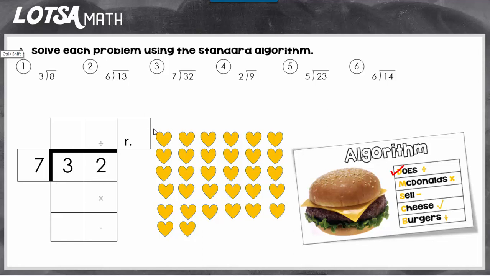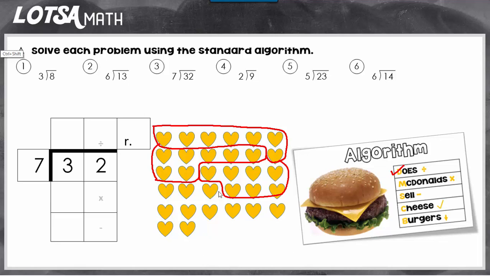So I'm going to circle them up and put them in groups of 7. So I have 1, 2, 3, 4, 5, 6, 7. 1, 2, 3, 4, 5, 6, 7. 1, 2, 3, 4, 5, 6, 7. 1, 2, 3, 4, 5, 6, 7. Okay, so I can't put those 4 in a group.